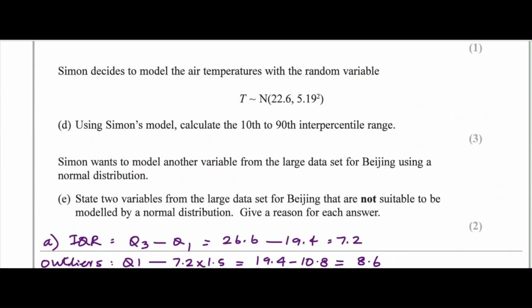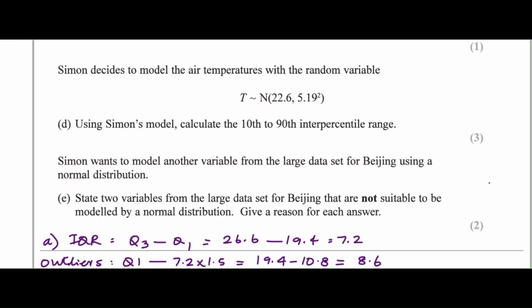Part E. Simon wants to model another variable from the large data set for Beijing using a normal distribution. State two variables from the large data set for Beijing that are not suitable to be modeled by a normal distribution. Give a reason for each answer.